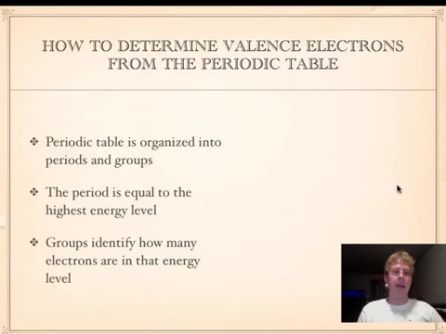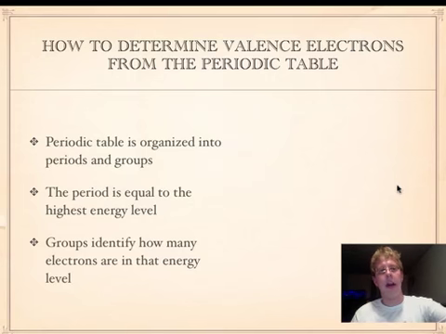There's a pattern that exists for valence electrons that's found on the periodic table. To give you a little shorthand on this, the entire periodic table is organized into periods and groups. And the period is equal to the highest energy level for that given element. And then groups identify how many electrons are in that energy level.